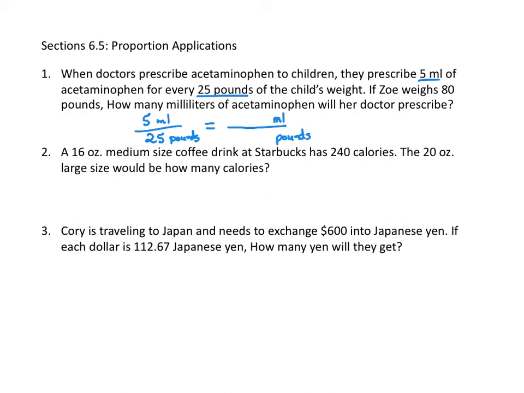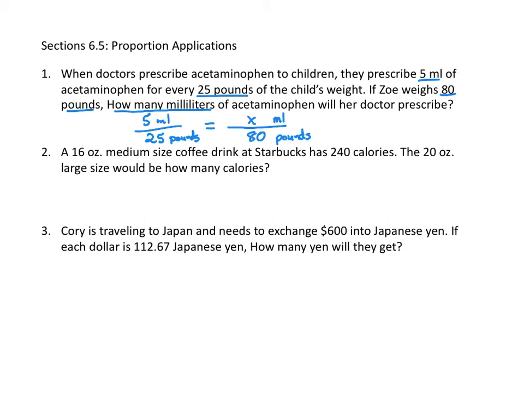So when you read the rest of the problem and you want to make a ratio to solve this problem, then make sure you're comparing milliliters to pounds. So if Zoe weighs 80 pounds, how many milliliters of acetaminophen will her doctor prescribe? So our question is how many milliliters? That's X milliliters. She weighs 80 pounds, so 80 pounds. It would not work out correctly if you had 5 milliliters for 25 pounds and 80 on top, X on the bottom. That does not work because the units don't match.